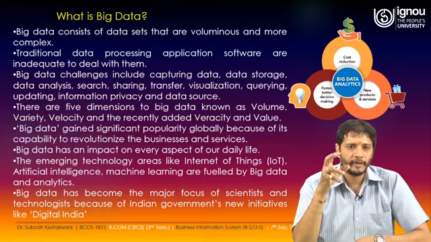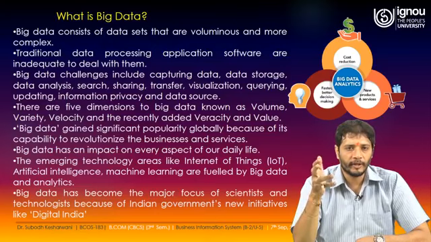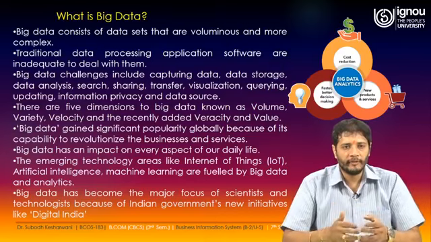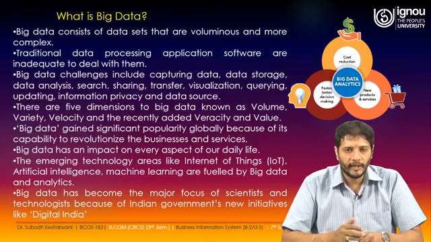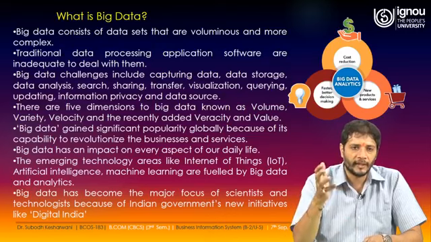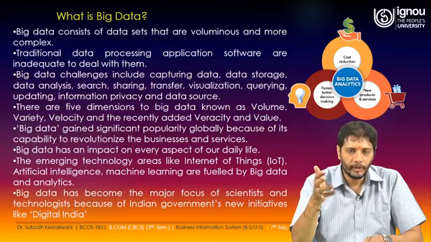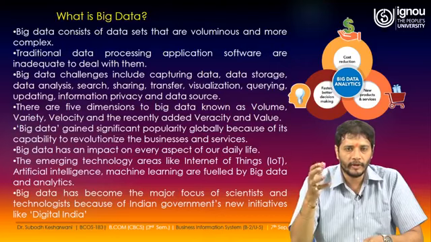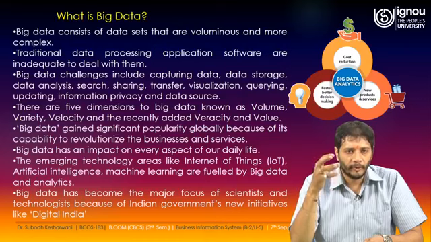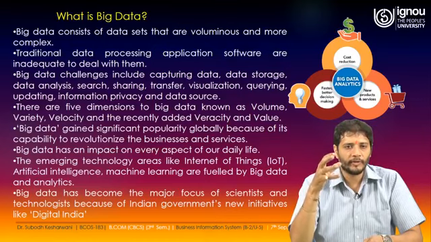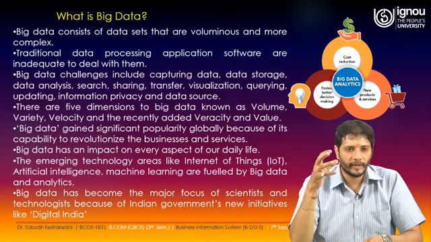So there are 5 dimensions to big data known as volume, variety, velocity, and some other V's have also been added. In our preceding slides, we will see how volume, variety, velocity play a very important role, and then veracity and value came up, because if you are going to add the values, you are more talking about ethics, morality, or social responsibility.